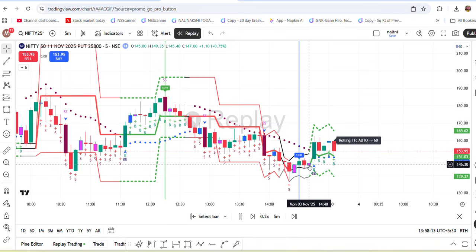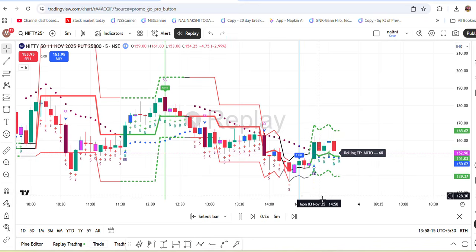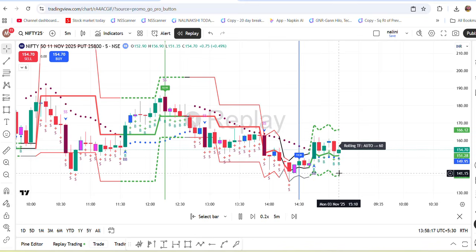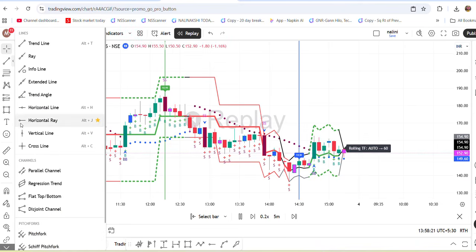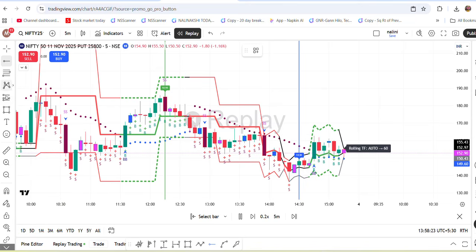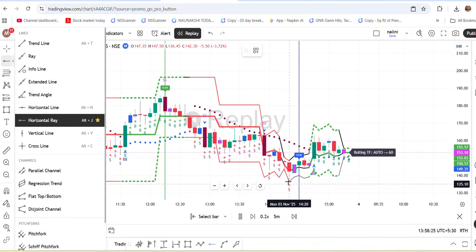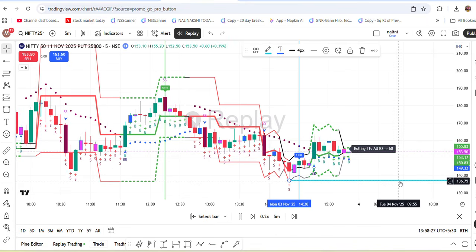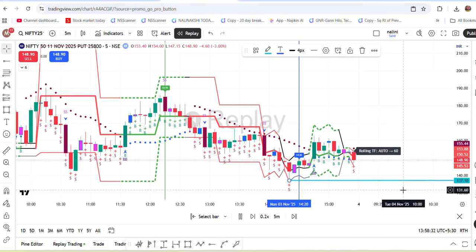yesterday itself. The people have taken position around this in the put option. So mark this level, mark the price level, so that you will have a reference level for the next day trade, 136. Let us see what it does.